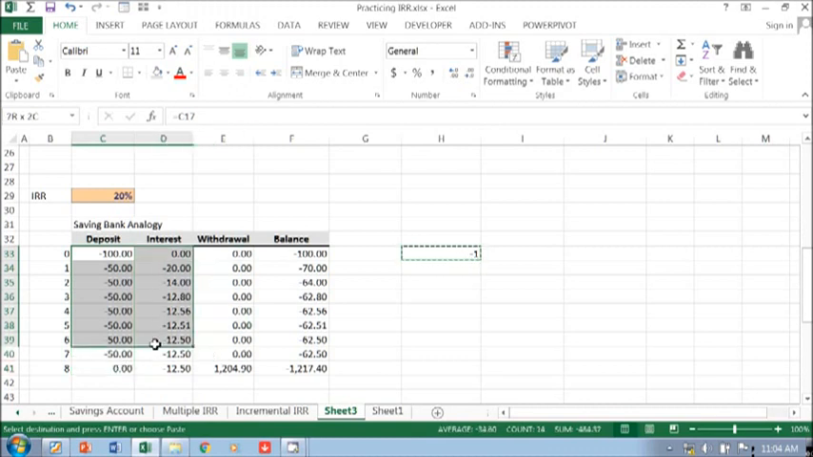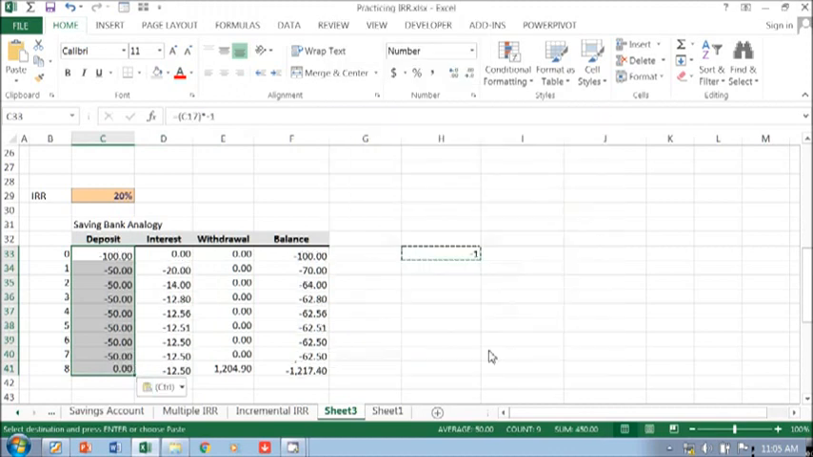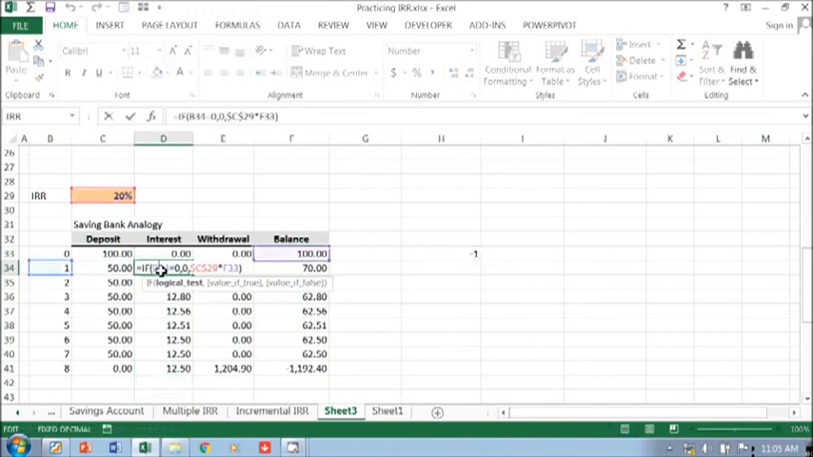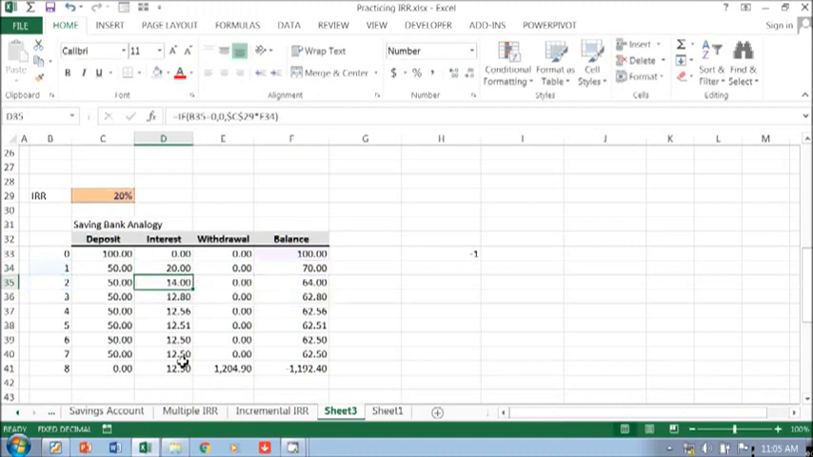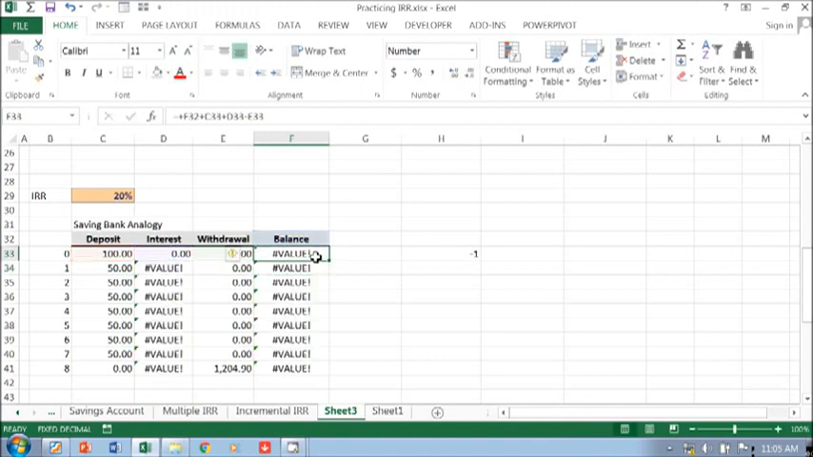And then you multiply that. So you deposit 100, and your interest should be fine. And then your balance should be, oh, I'm sorry, this is not right. It's the previous balance plus the deposit plus interest, minus your withdrawal.